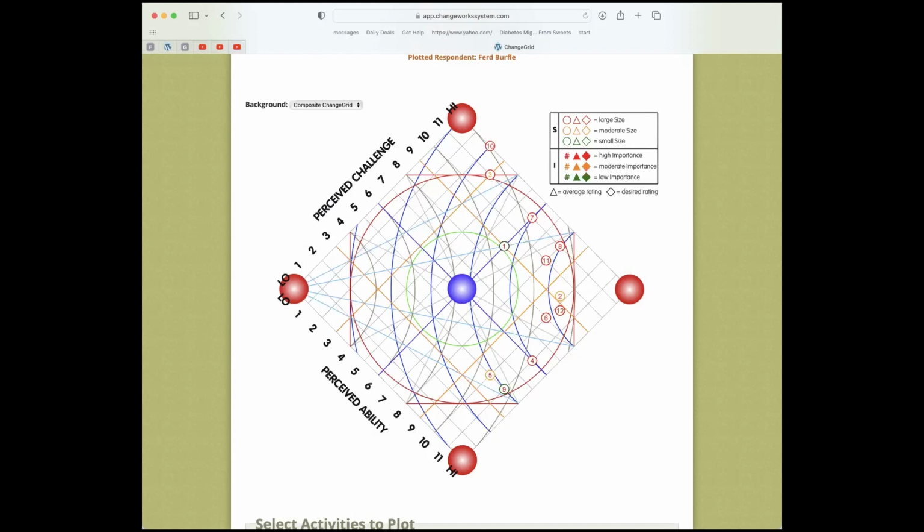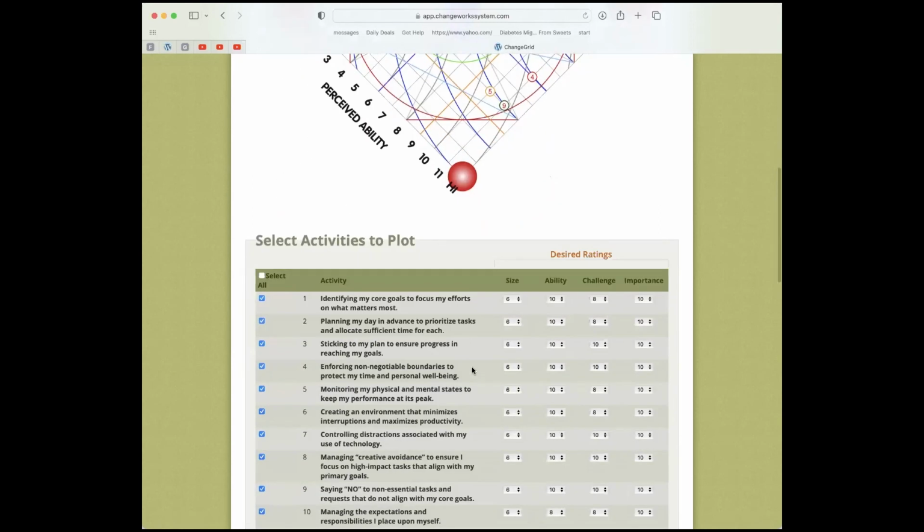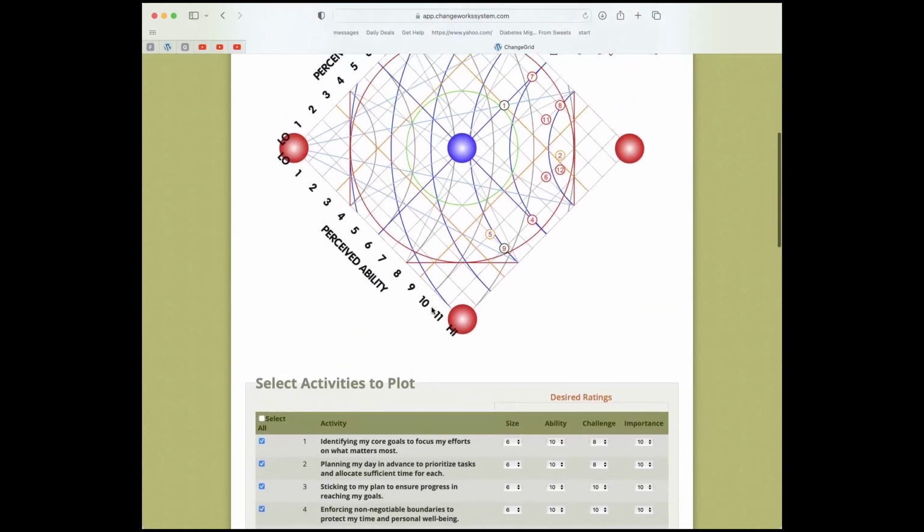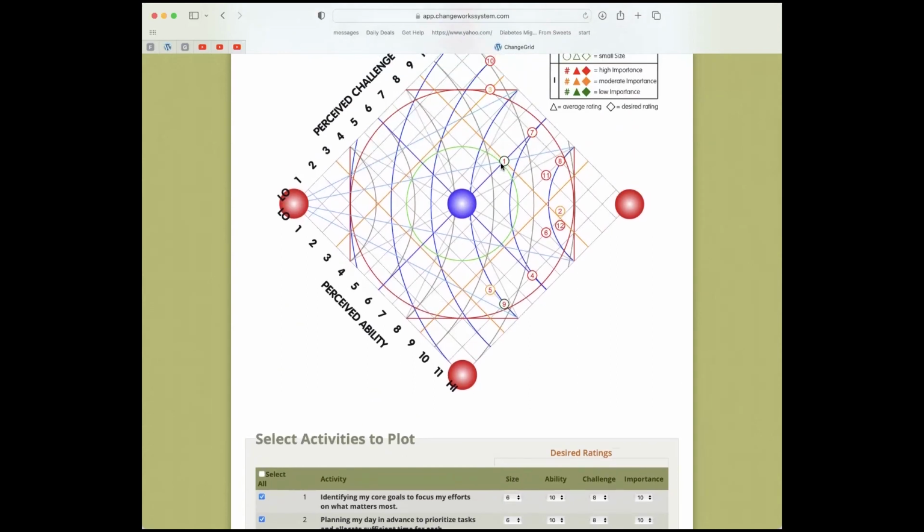But because I was willing to be absolutely in the moment and say, look, I've been in this industry for a long time. When it's something like identifying my core goals to focus on, do you have any idea how many courses I've taught in goal setting? I can't begin to estimate the number of hours, but I rated my ability as a 6 and the challenge as a 9.